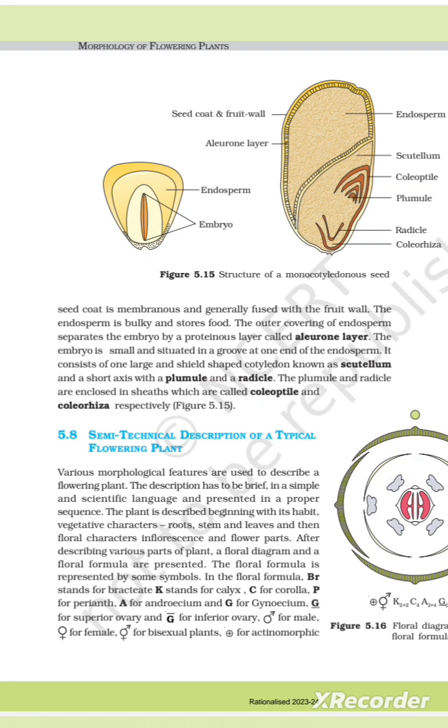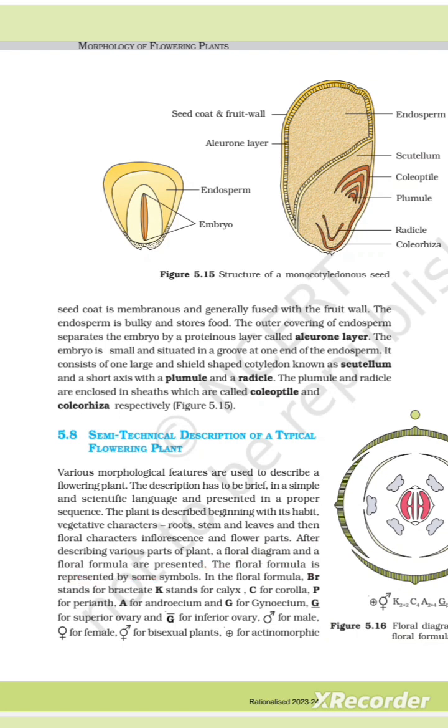5.8 Semi-technical description of a typical flowering plant. Various morphological features are used to describe a flowering plant. The description has to be brief, in simple and scientific language, and presented in a proper sequence. The plant is described beginning with its habit, vegetative characters, root, stem and leaves, and then floral characters, inflorescence and flower parts. After describing various parts of the plant, a floral diagram and a floral formula are presented.